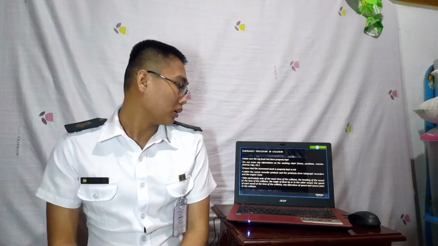And when in collision, we need to log it in the logbook. And then we need the logbook and do not erase any information in there or any work hour. And then ensure the movement of the logbook, make it safe so it doesn't get wet, so the writings in there will not get destroyed.